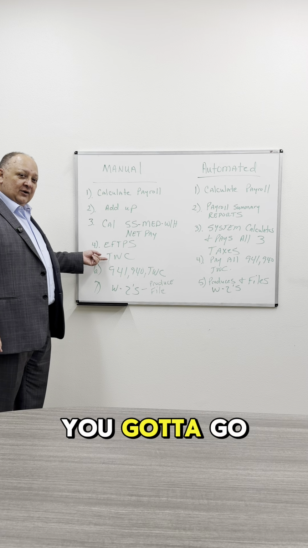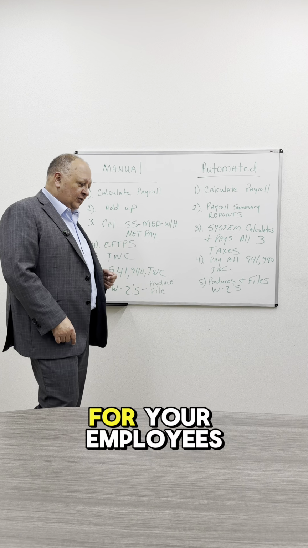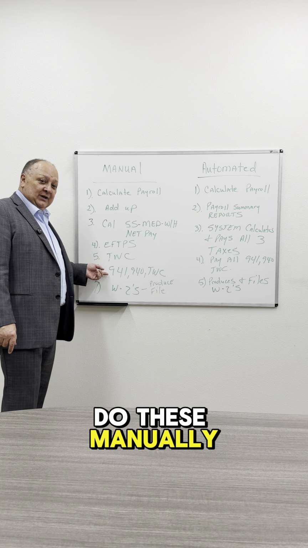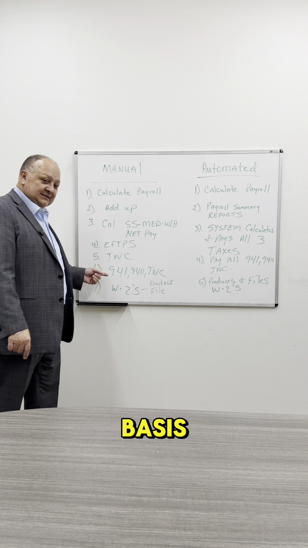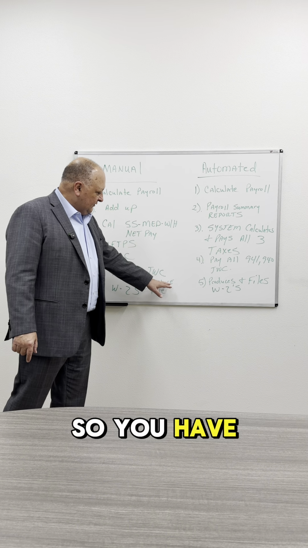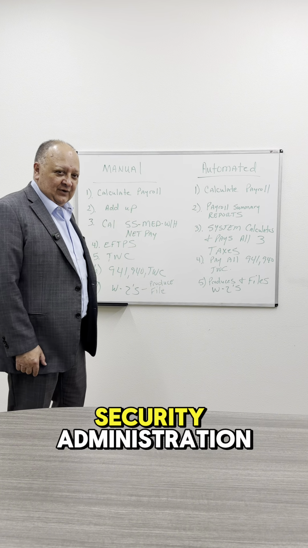Then at some point, you've got to go into the Texas Workforce Commission and pay the Texas Workforce Commission amount for your employees. Then you've got to do these manually, right? The 941s and the 940s and the Texas Workforce Commission on a quarterly basis. And then at the very end of the year, you have to process your own W-2s. So you have to produce them and then file them and make sure that they're being filed with the Social Security Administration.